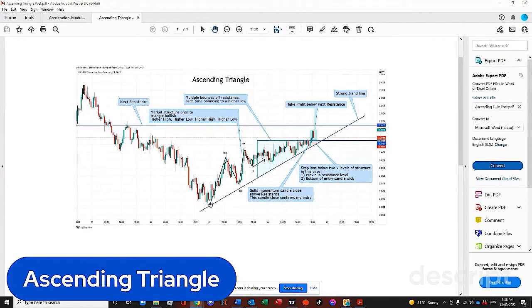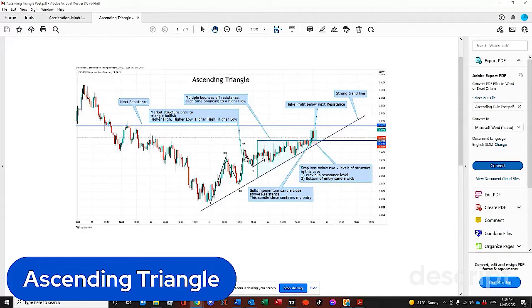So the first thing you can see here, I've drawn in my higher highs and my higher lows. So this is my proof of bullish momentum prior to the ascending triangle. And the reason that I want to see that we're bullish prior is because higher probability is that we will continue in the same direction that we were in prior to the consolidation. So I want to give that probability to myself.